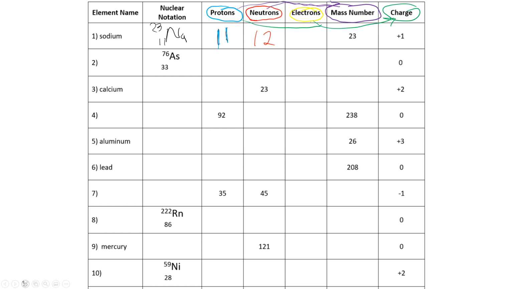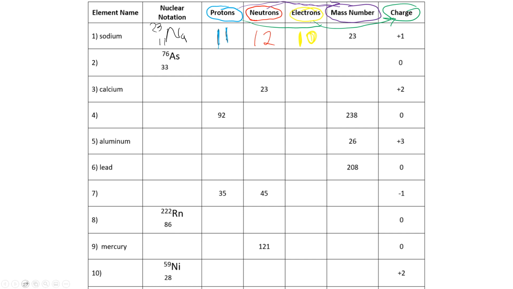The electrons are based on the charge with the protons. Since the charge is +1 and the protons is 11, that means that in the amount of protons versus electrons, the protons are winning by 1. So the plus means it's protons, and the 1 is how much they're winning by. So that means the electrons have to be 10. Okay, that's how you do that.